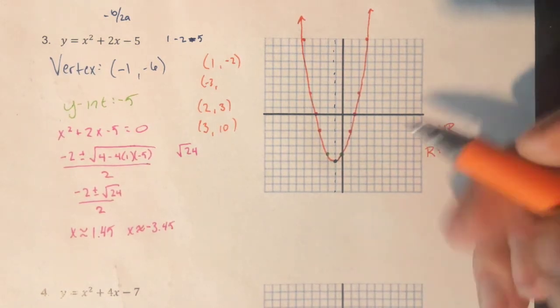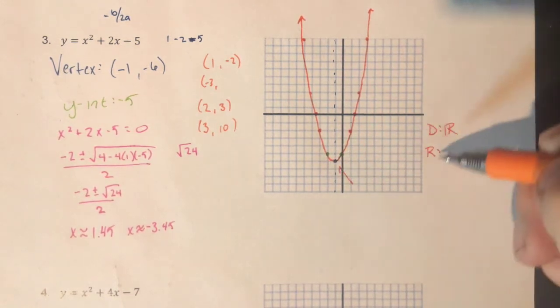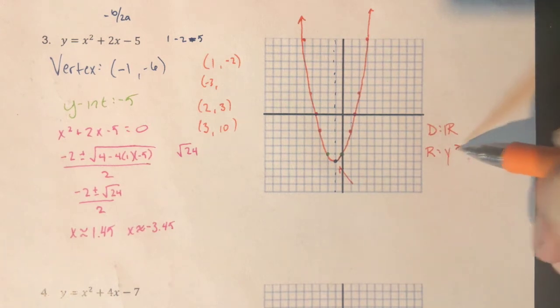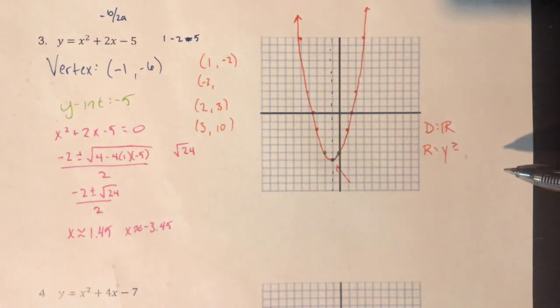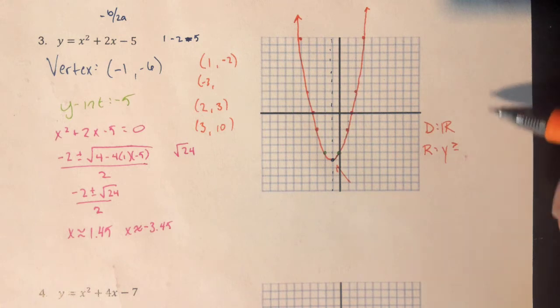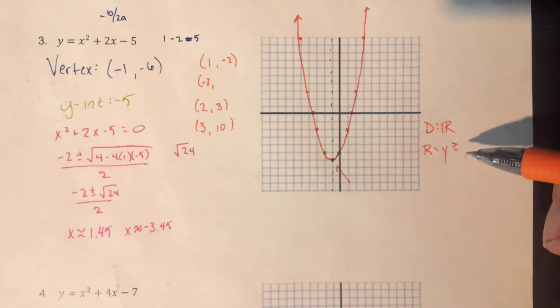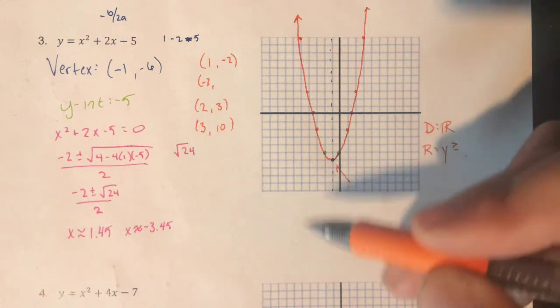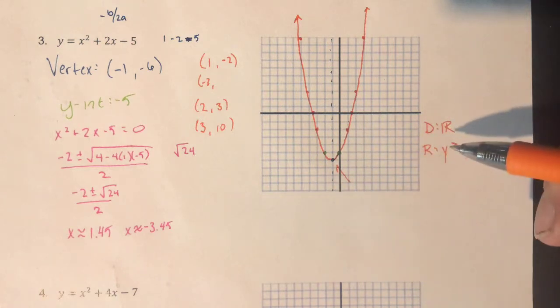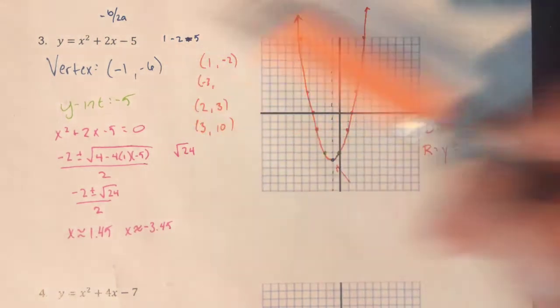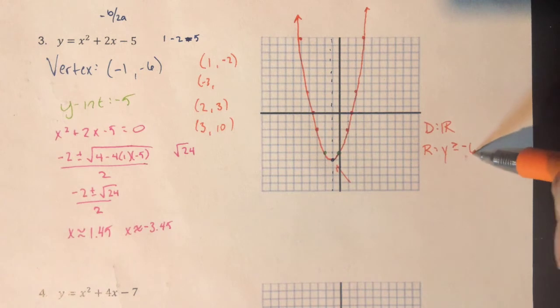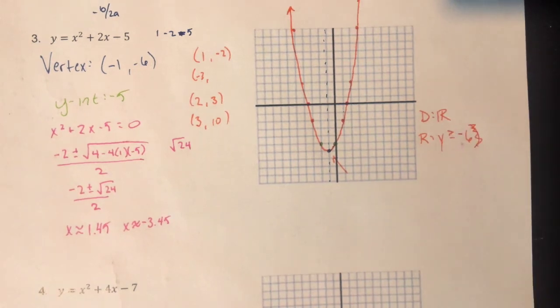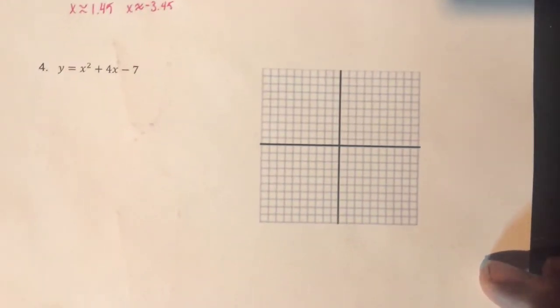The range, you look at your vertex. What is the y part of that vertex? Since this one opens up, it is again greater than or equal to. I didn't put any negatives on there, but if it's negative, remember it's going to be less than or equal to because it would go below that point. And what is the y part of the vertex? Negative 6. So it's going to be everything above negative 6. I don't know why I drew a parenthesis, but that's okay. All right, pause the video, try 4, see if you can get it.